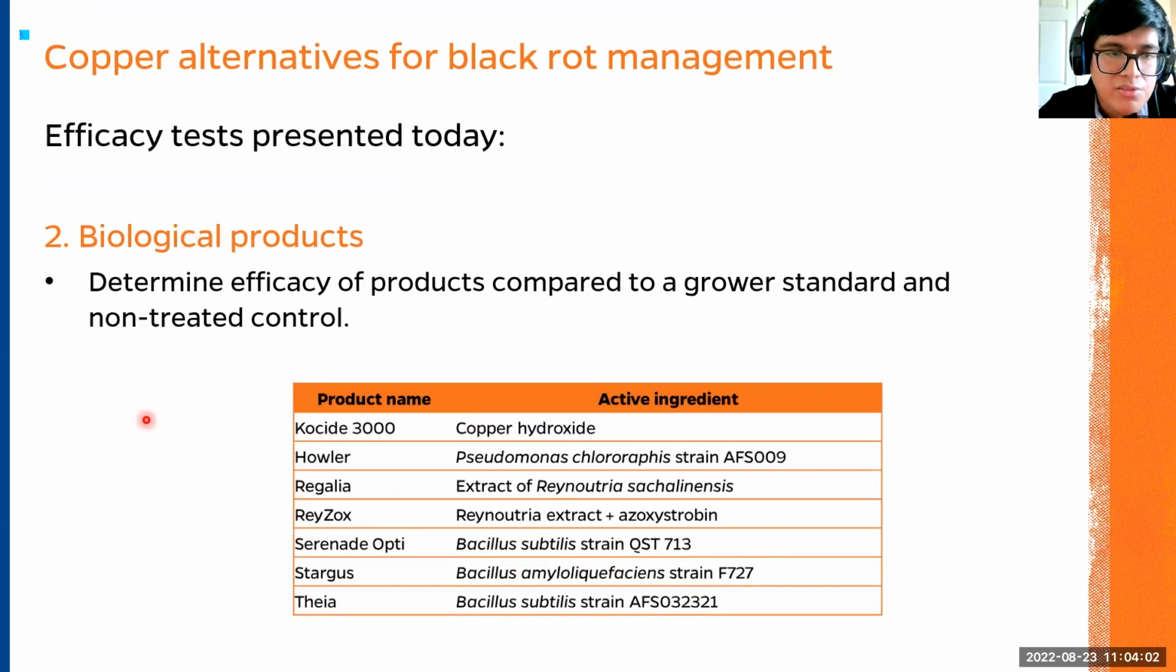In the second set of trials, we use biological products. In this case, we want to determine the efficacy of these biological products compared to a grower standard and a not treated control. In addition to the products that I mentioned before, we also add other plant defense activators like Razor, Stargus, and Theia. And we add Serenade Opti, whose mode of action targets disrupting the cell membrane of the pathogen, and also inhibits the attachment of the pathogen to the leaf.